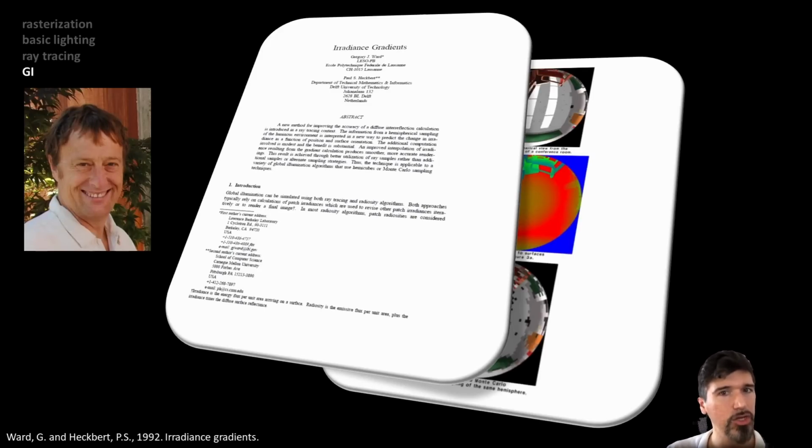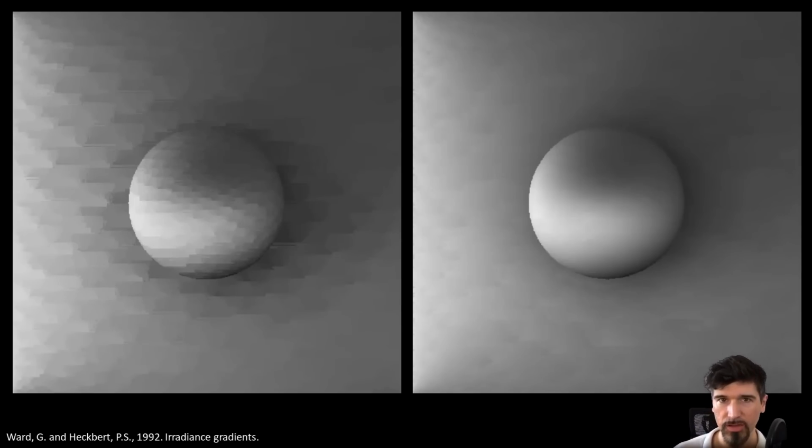Until in 1992, Gregory Ward introduced the concept of gradients into irradiance caching. The idea was simple. Instead of storing just the irradiance value at each cache point, gradients record how irradiance changes as you move slightly across the surface or rotate slightly around the normal. This additional information allowed for much better interpolation results because it captured not only how bright a surface was at a given point, but also how that brightness was changing locally.